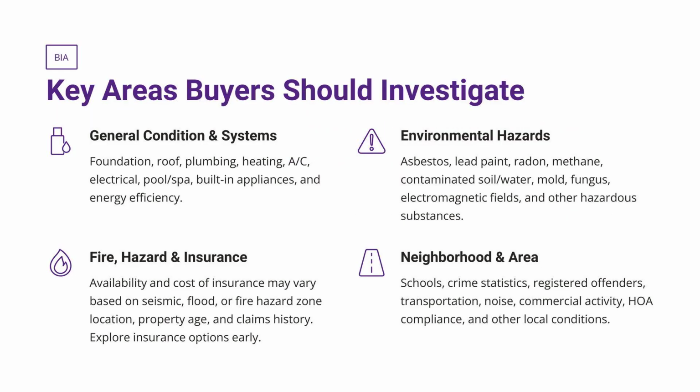Buyers should investigate several key areas. This includes the general condition and systems of the property, such as structural integrity and mechanical components. Environmental hazards like asbestos or lead paint require attention. Understanding potential fire and other hazards, along with insurance availability, is critical. Lastly, a thorough investigation of the neighborhood and surrounding area is essential for informed decision-making.